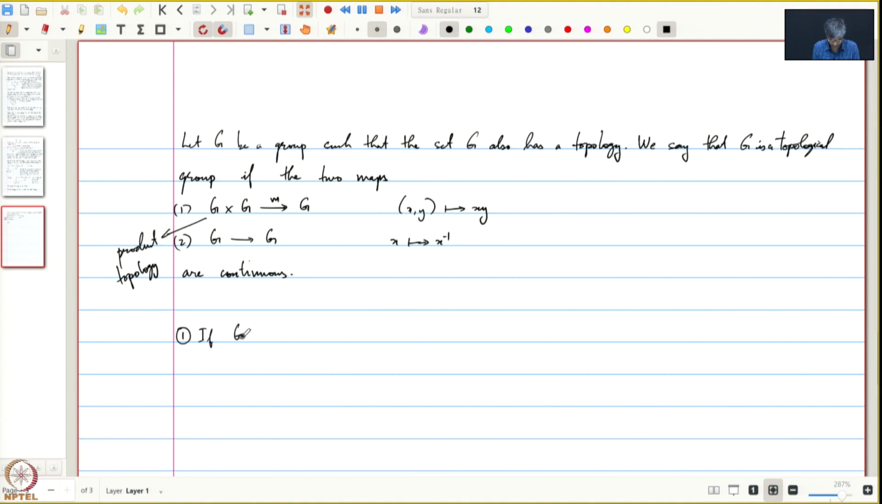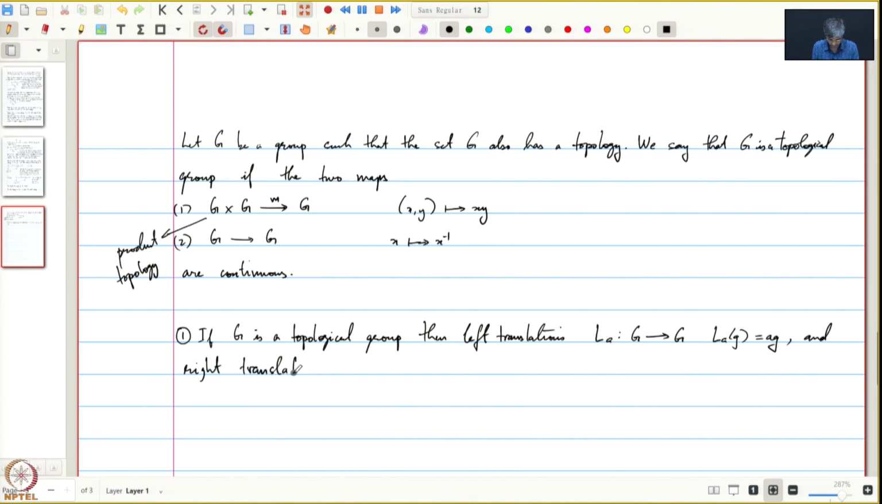First, if G is a topological group, then left translations, so these are the maps L_A from G to G, L_A of g is defined to be A times g, and right translations, so these are the maps R_A from G to G, defined as R_A of g equals g times A. These are continuous. Right? So let's see why this happens.